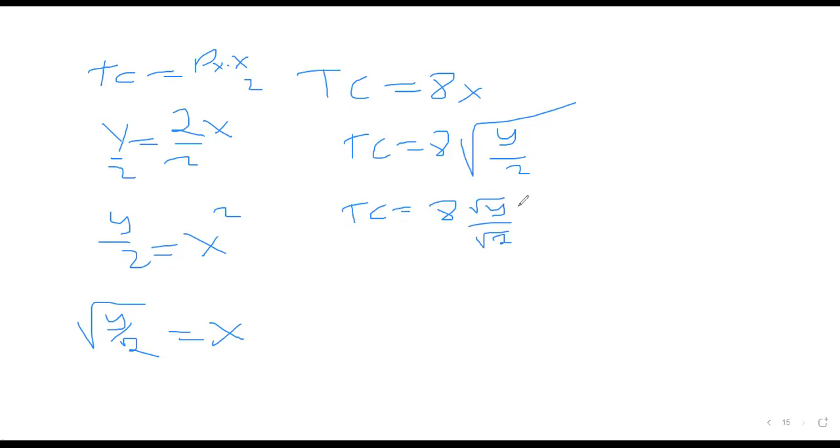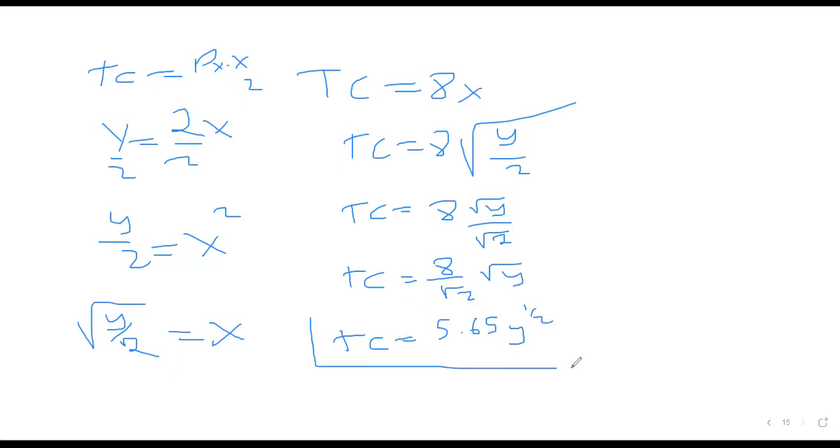So we're going to divide. What is 8 divided by the square root of 2? 5.65. Then anything square rooted is the same as the power half. So this is the function of the total cost arising from that.